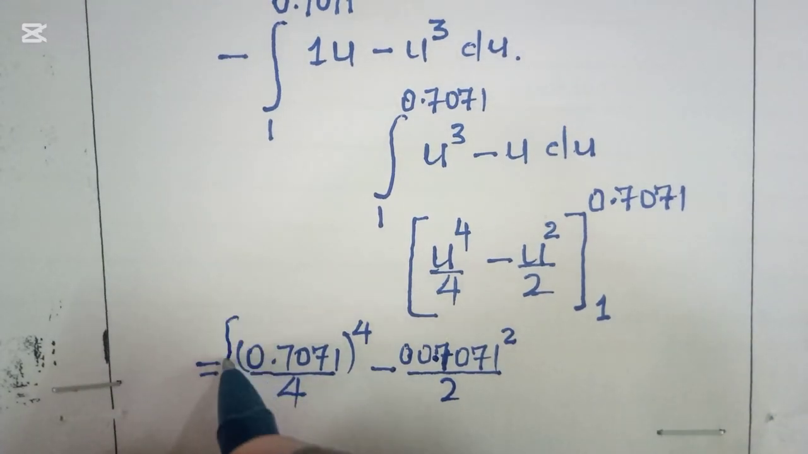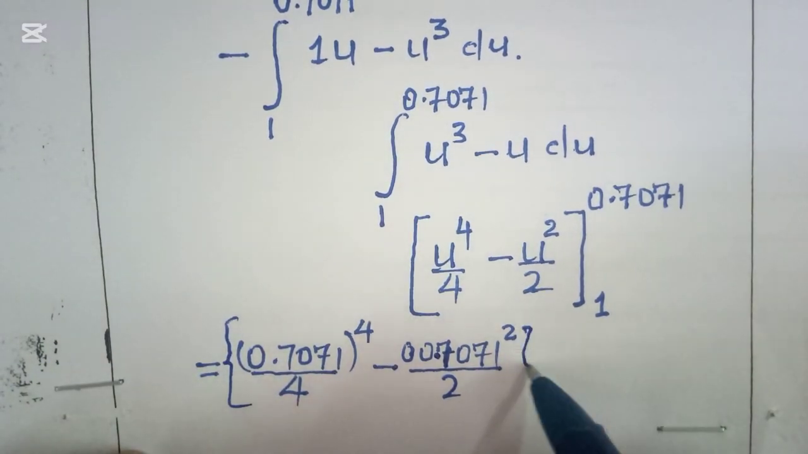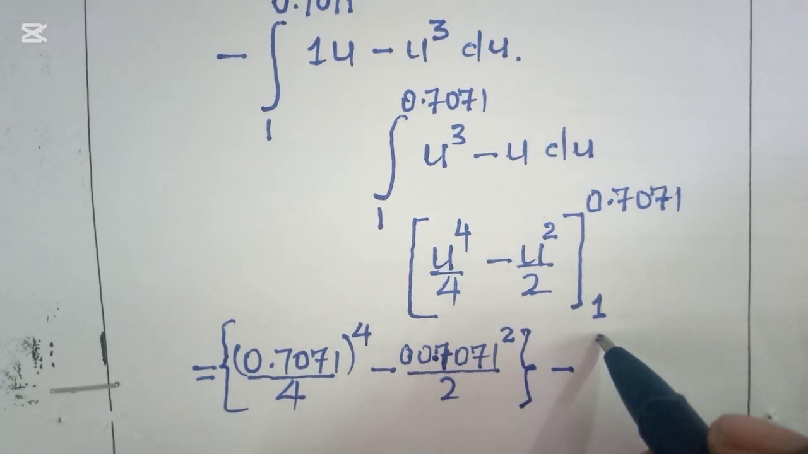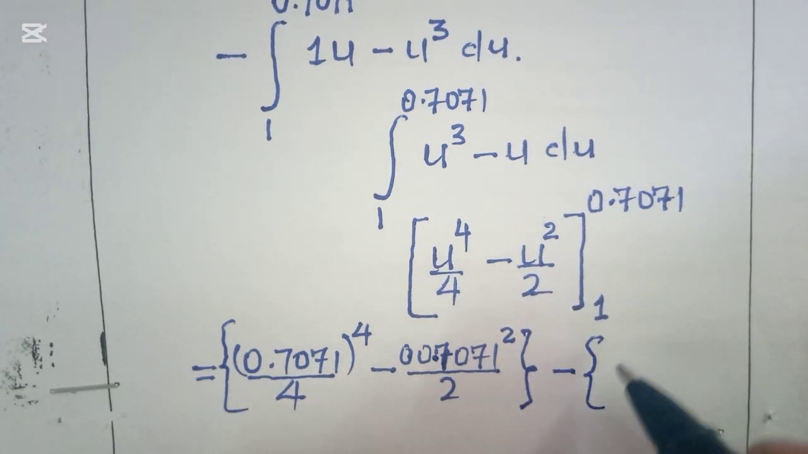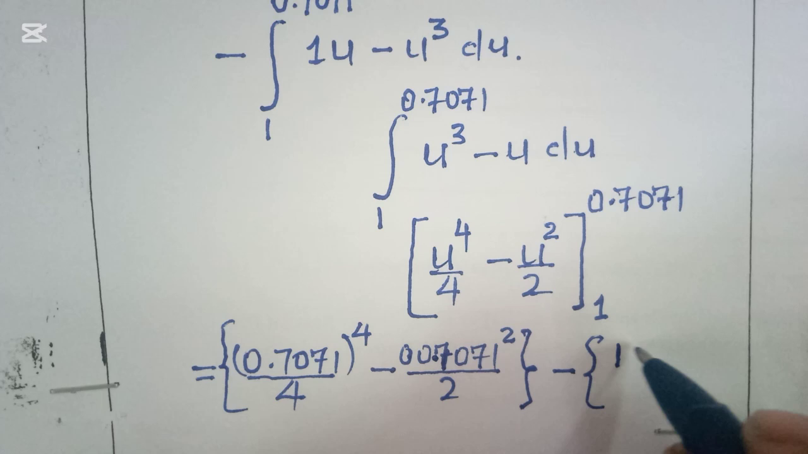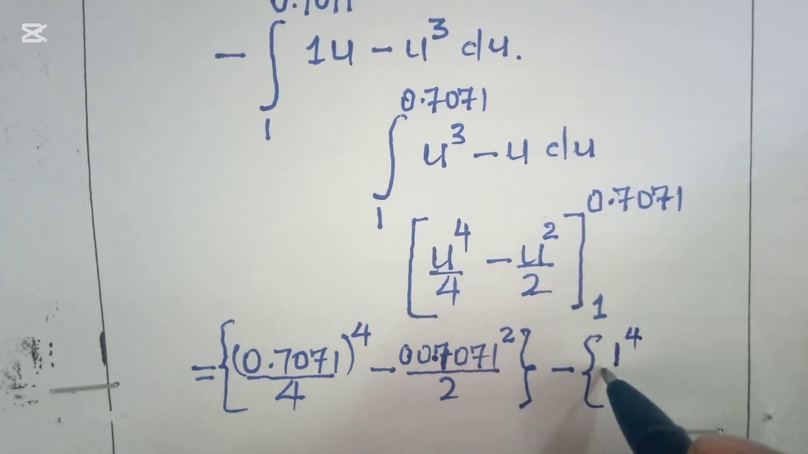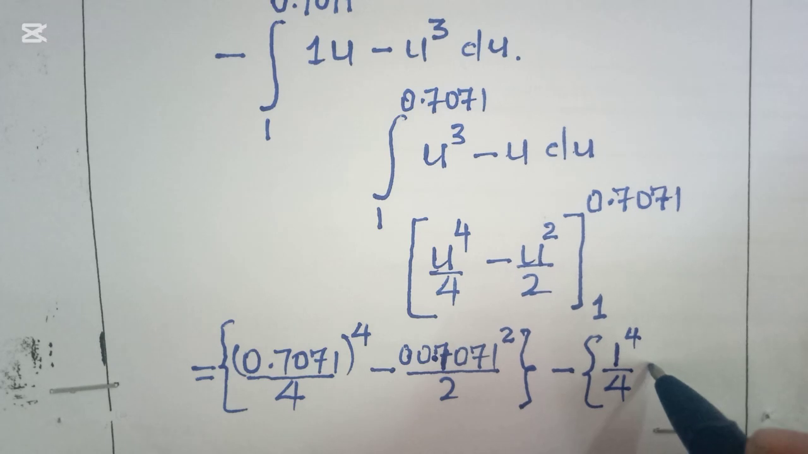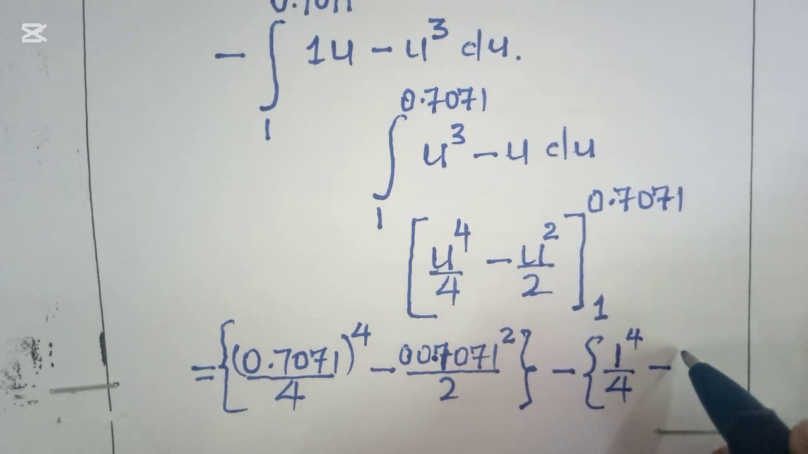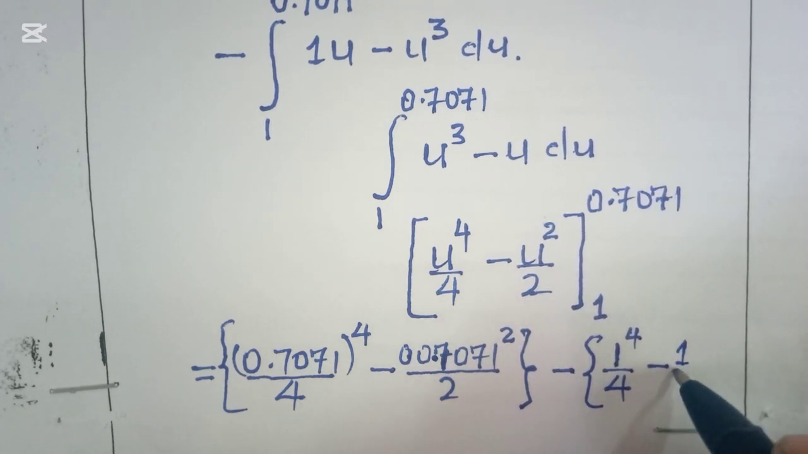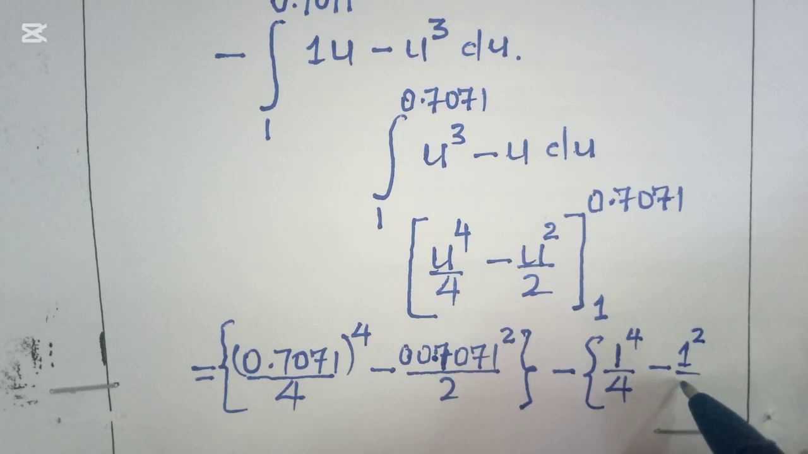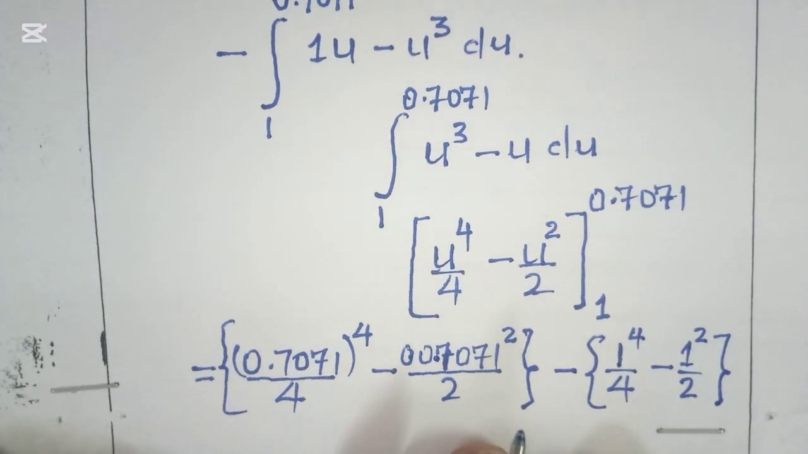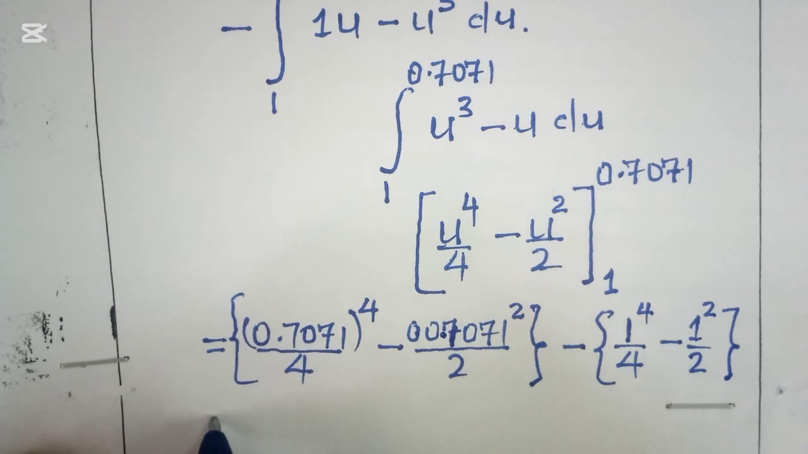So that's what we are doing. And then minus, we replace u with 1. So this is 1 raised to 4, all over 4. Of course, it remains as 1, minus 1 raised to 2, all over 2. So guys, this is our solution, and let's see what we get.